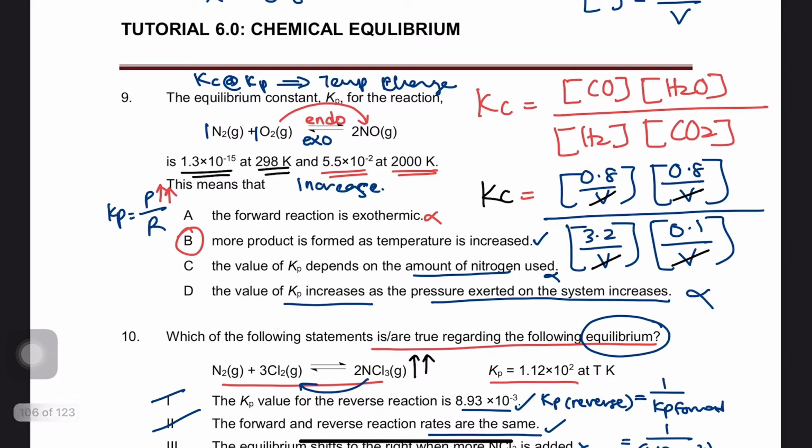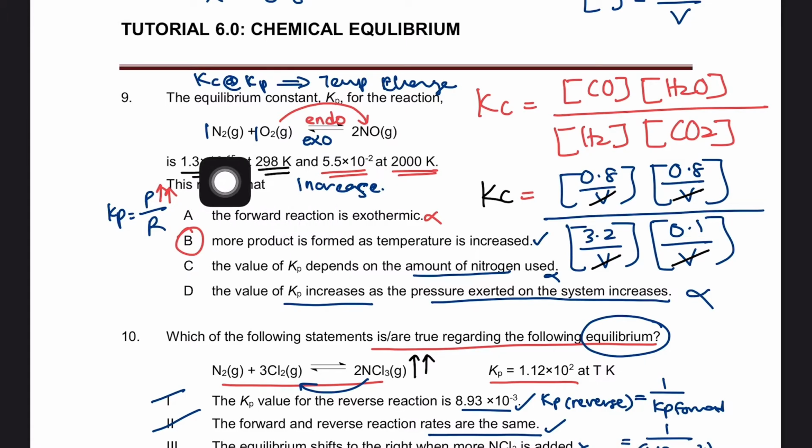So question number 9, as we can see over here, they have given the Kp value for this reaction at two temperatures. Okay, so I can see that when the temperature is increasing, the Kp value increases. So when the temperature is increasing and the Kp value increases, that means we are producing more product. So if we are producing more product when the temperature is increasing, that means the forward reaction must be an endothermic reaction. So these are the things that you should be able to relate from your notes.